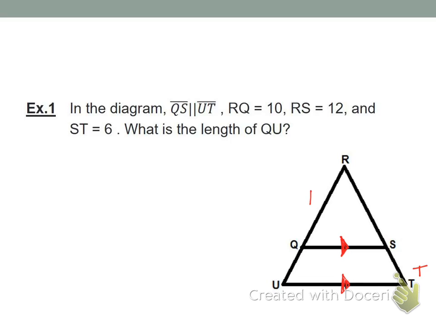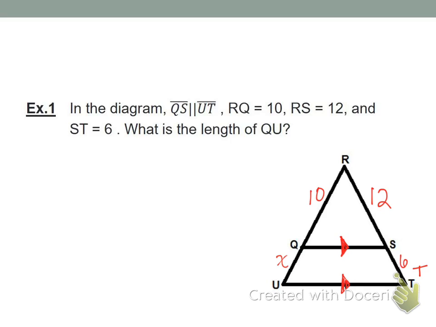They tell us that RQ is 10, RS is 12, and ST is 6. We are asked to find QU. So if we don't know something and we want to find it, we could label it with X or some other variable. Again, like with many problems we've done with proportions, there are many correct possibilities for setting this up.